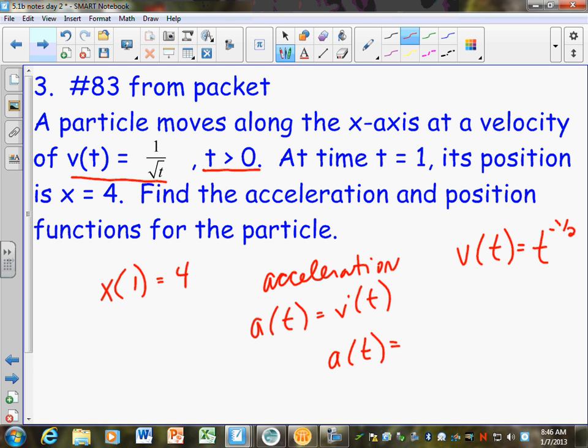And how do I take derivatives again? I gotta think, 'cause it's been a while. Bring it out front and subtract 1, right? So that would be negative 1/2 t to the negative 3/2.